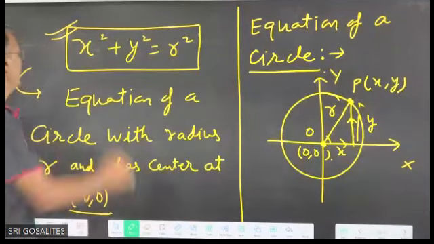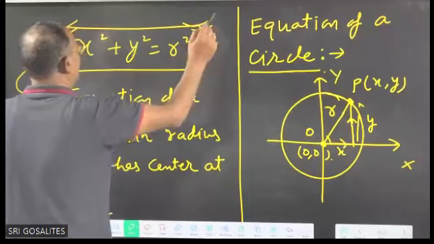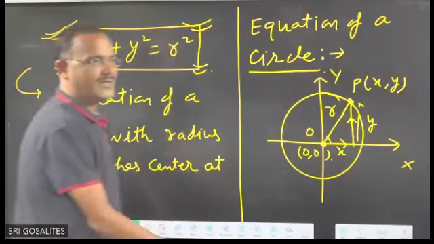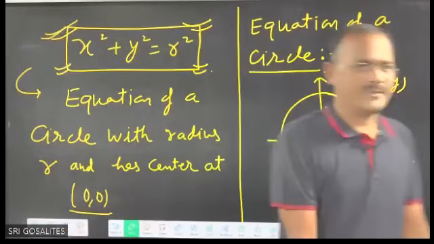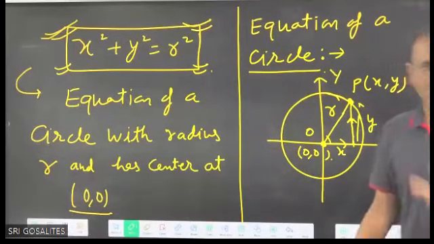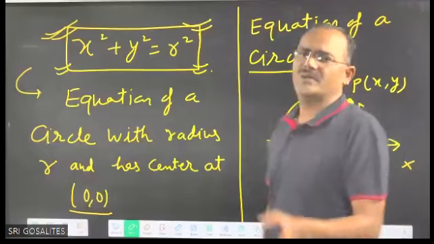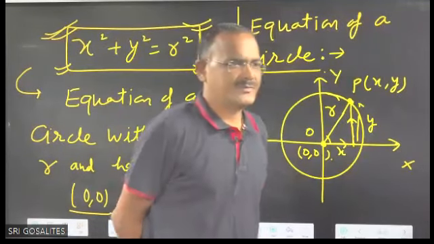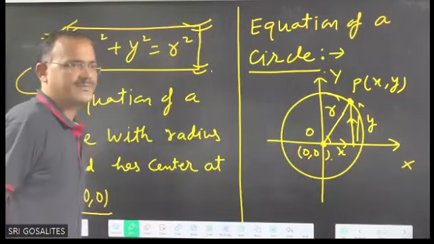You have to remember this equation, beta. In 99% of cases, whenever any concept regarding a circle comes in our exam, it is related to this equation: x square plus y square equal to r square. Okay?